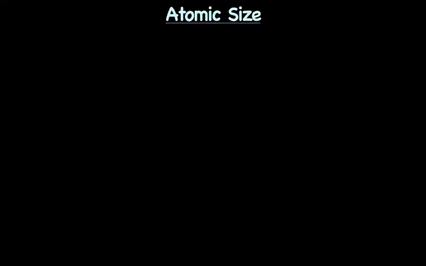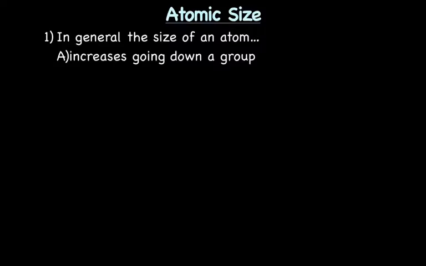Okay, let's talk about the different trends now, keeping in mind the 2 underlying reasons for the trends, Coulomb's law and effective nuclear charge. We'll start with atomic size. So in general, the size of an atom increases going down a group, meaning the atom gets bigger and bigger as you go down a group, and decreases going across a period.